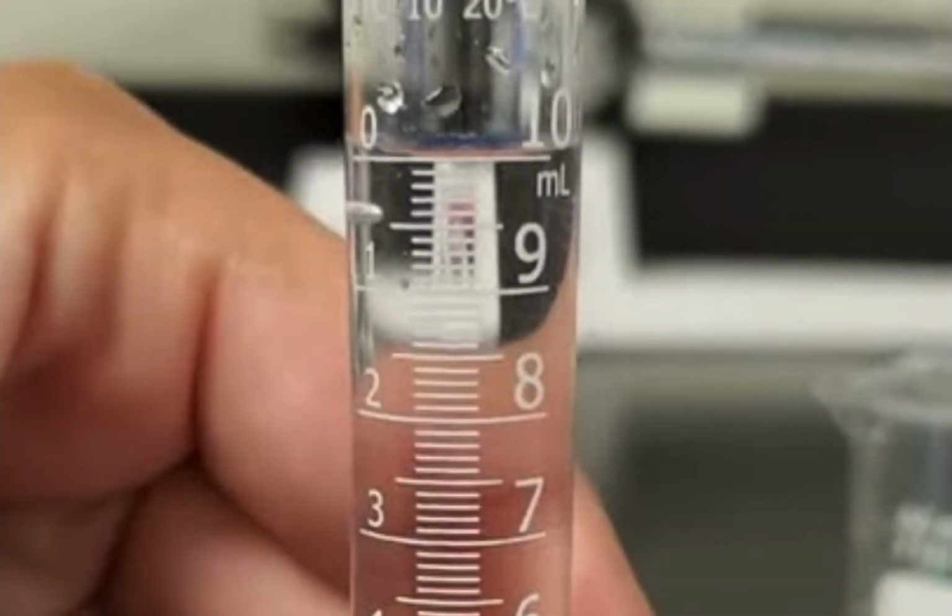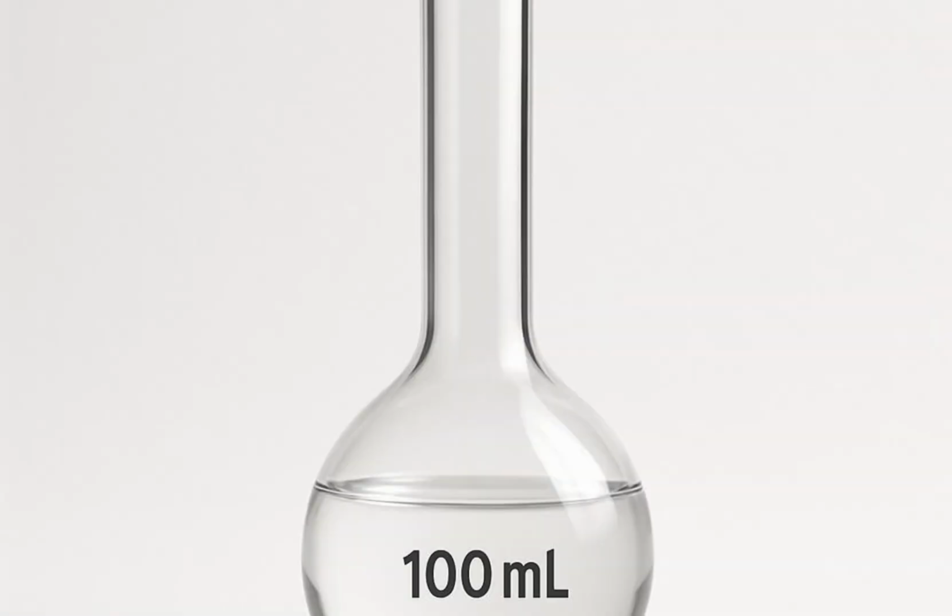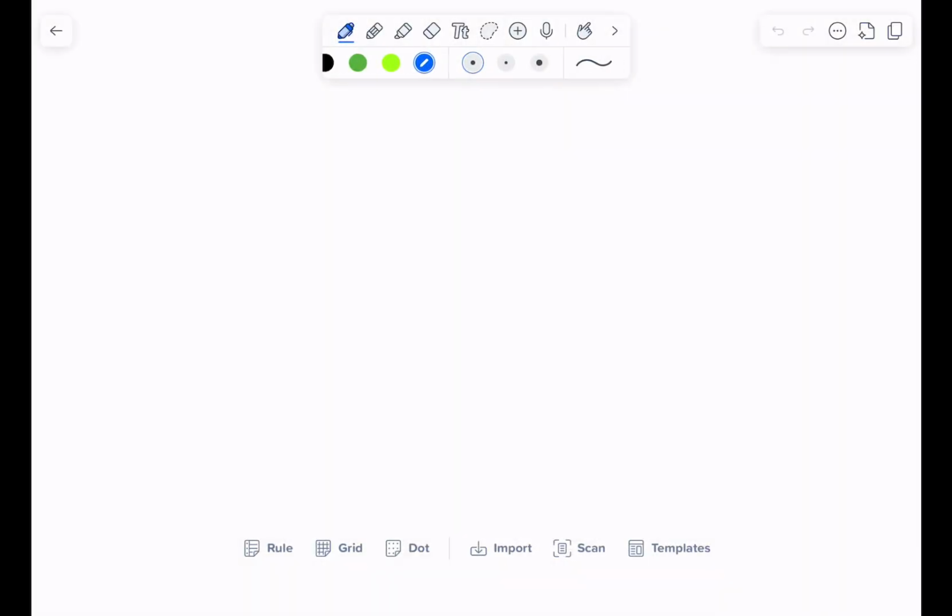So in this problem, I prepared a solution of arsenic 3 nitrate. I pipetted 10 milliliters of a 0.0035 molar solution of arsenic nitrate into a 100 milliliter volumetric flask. I then added enough distilled water to fill up the flask and thoroughly mixed. So now I have to calculate the concentration of the arsenic 3 nitrate in the solution.